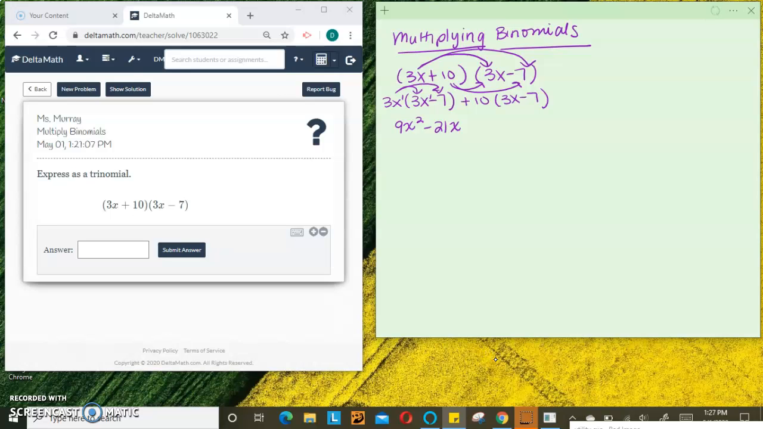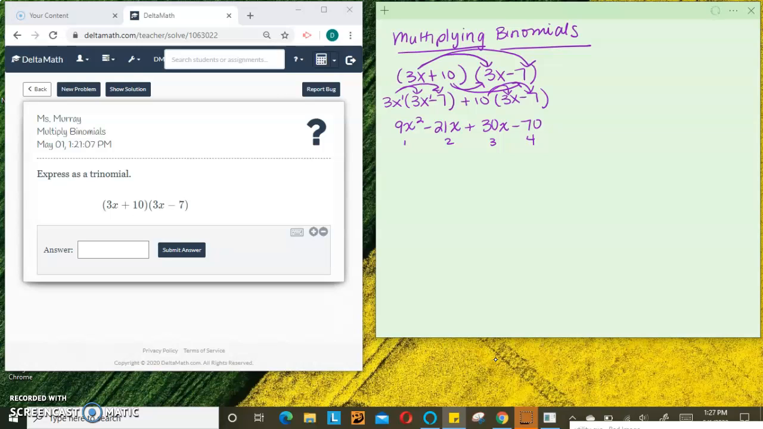Then I go to my second set and I'm multiplying 10 by 3x. Same thing, 10 times 3 is 30, but you just bring along that x, and then 10 times negative 7 is negative 70. So anytime you multiply a binomial by a binomial, you originally will get four terms. Okay, 1, 2, 3, 4.